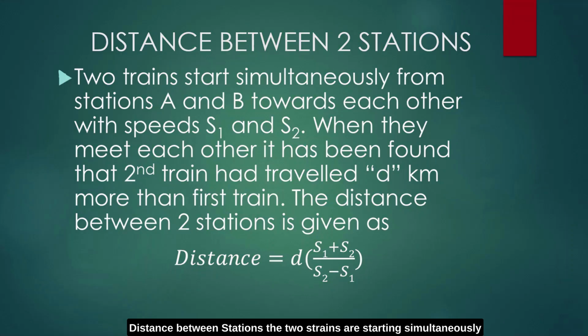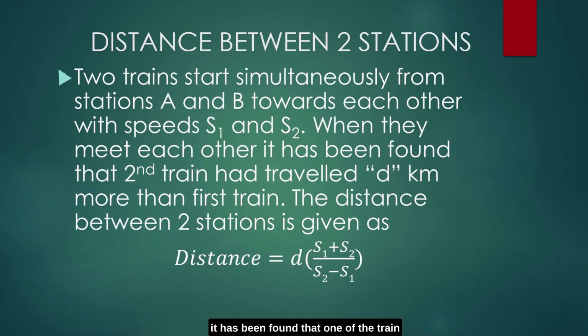Distance between stations. The two trains are starting simultaneously opposite to each other from stations A and B with speed of S1 and S2 respectively. They meet with each other at a point, and it has been found that one of the train has traveled longer distance to meet the other train. In such cases, the distance between the two stations can be given as distance is equal to small d, that is, the extra distance traveled by one train, the whole multiplied by S1 plus S2 divided by S2 minus S1.